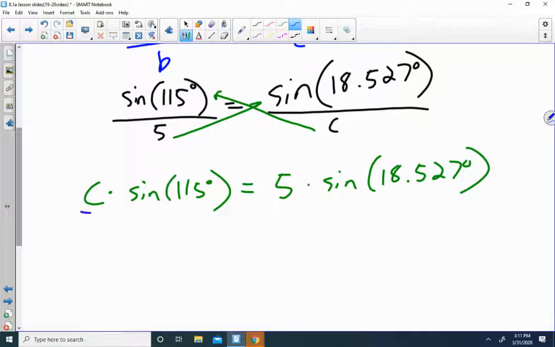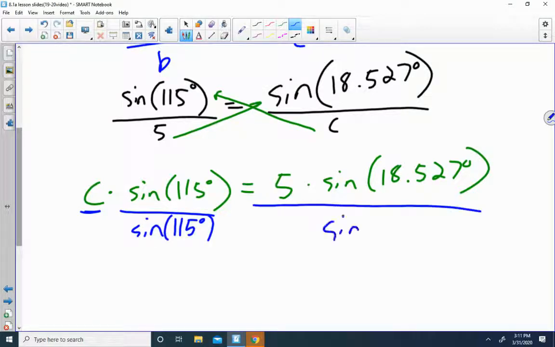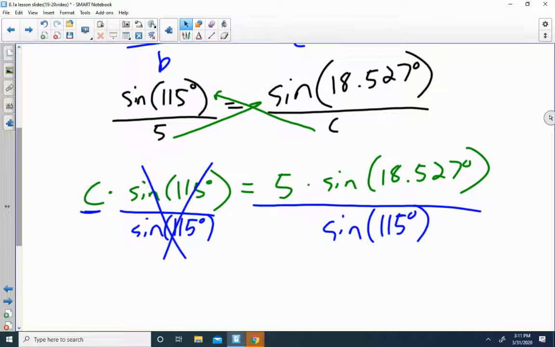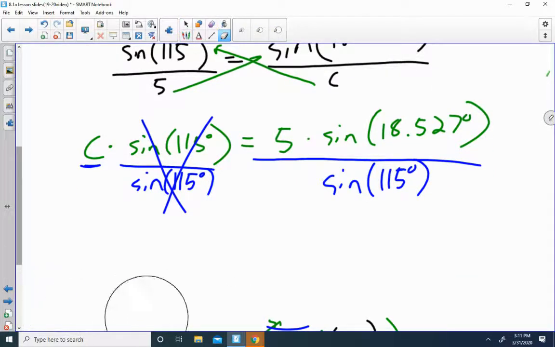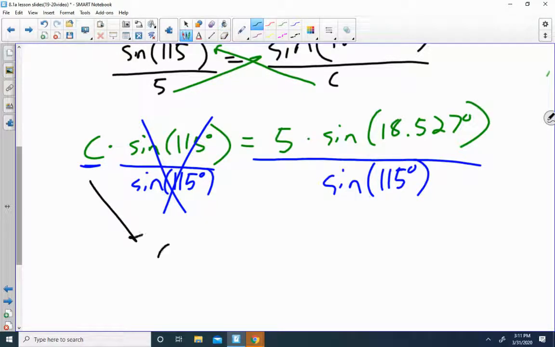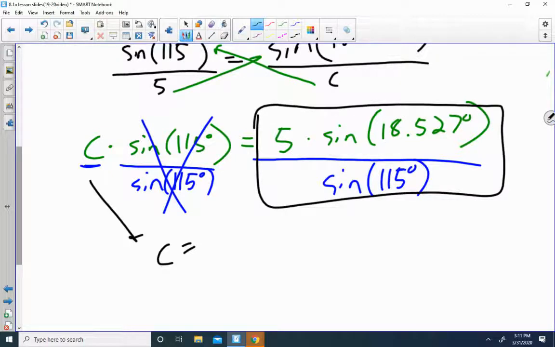And remember, our goal is to find little c. So I'm going to go ahead and divide sine of 115 to both sides. Okay. So with that, you should have, okay, erase all that. So whatever little c is, it's going to be equal to what we solved for this.